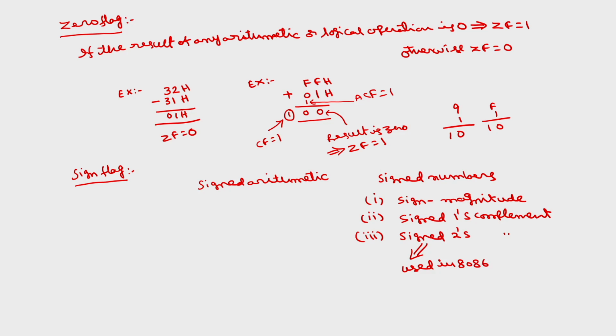So in signed twos complement numbers, suppose you have an n bit number, whether an 8-bit number or a 16-bit number, in general an n bit number, the first bit, the MSB bit, will be used as the sign bit, and the remaining n minus 1 bits will be magnitude bits.